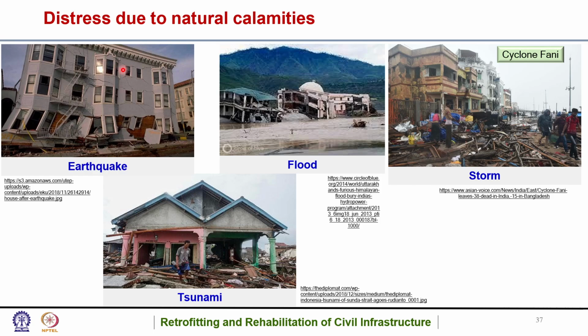Apart from that, there are distresses due to natural calamities such as earthquake, flood, and storm. This is an example of a cyclone. It occurred a few years back, I think in 2021 or something like that. And then there is tsunami. In 2004, a serious tsunami occurred on our coastline.